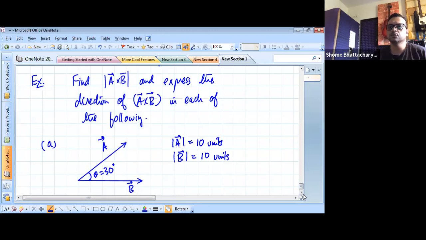Okay, so just work this out, people. Each of them is of magnitude 10 units, and the angle between them is 30 degrees. So how much will be A cross B's magnitude, and what will be the direction? Will it be going into the plane or coming out of the plane?